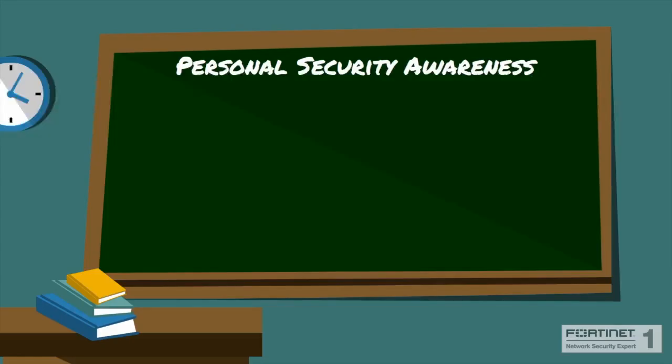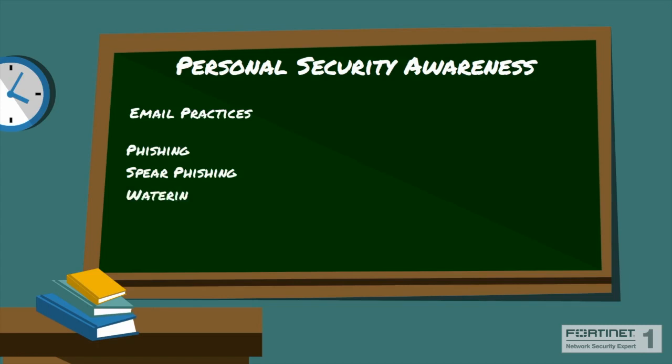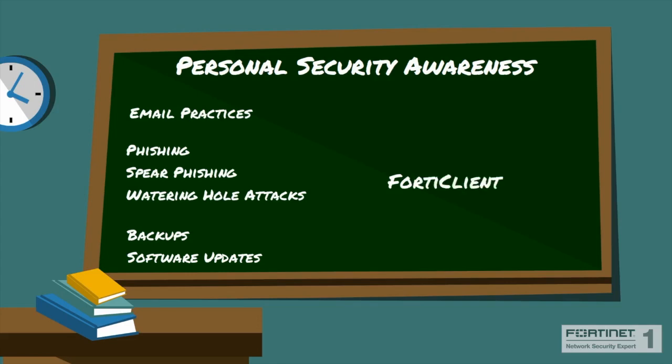So now we've seen some ways to be safer on the internet. We've looked at email practices, a few tips on how to spot phishing emails, the importance of backups and keeping your computer systems up to date, and even put in a plug for FortiClient. This wasn't meant to be an exhaustive list of safety tips, but we hope you found some new things and reminded you of some things you may already know.